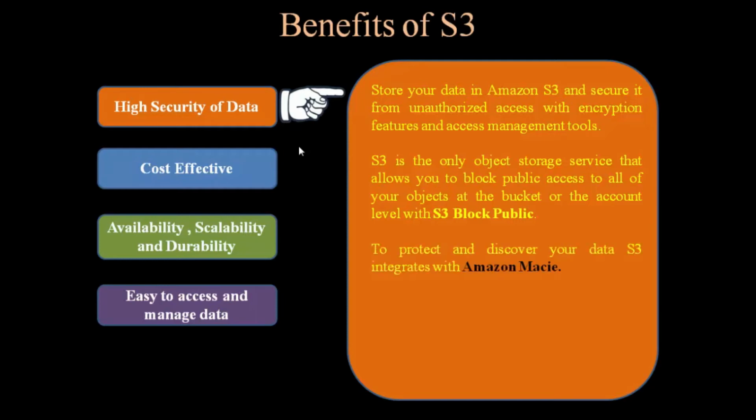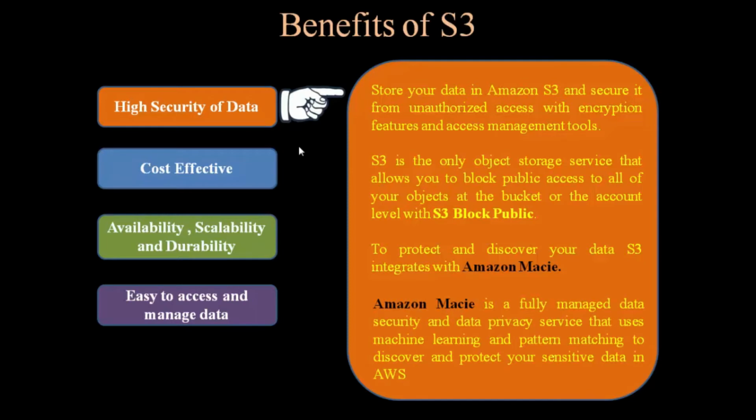To protect and discover your data, S3 integrates with Amazon Macie. This is also one of the most important benefits of our Amazon S3. If you want to protect your data or discover your data, then it integrates with Amazon Macie. And what is exactly Amazon Macie? Amazon Macie is a fully managed data security and data privacy service that uses machine learning and pattern matching to discover and protect your sensitive data in AWS. So if you want to store your sensitive data, then Amazon S3 is definitely the best choice. These are all the different benefits in terms of security of the data.